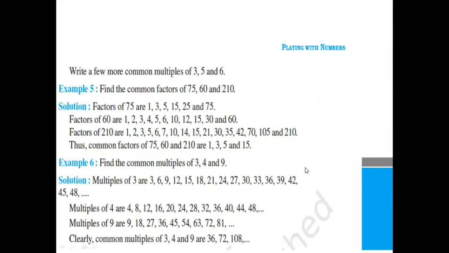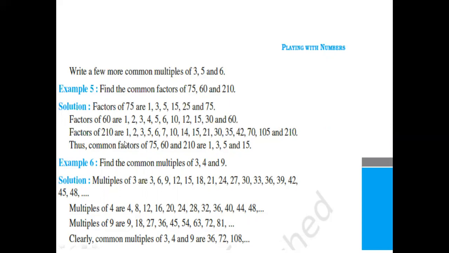Children, this is an example from your NCERT textbook. Find the common factors of 75, 60, and 210. The question is asking for the factors. What are the factors of 75? You know it well. 1, 3, 5, 15, 25, and 75. Factors of 60: 1, 2, 3, 4, 5, 6, 10, 12, 15, 30, and 60. Factors of 210, children, you can write: 1, 2, 3, 5, 6, 7, 10, 14, 15, 21, 30, 35, 42, 70, 105, and 210.